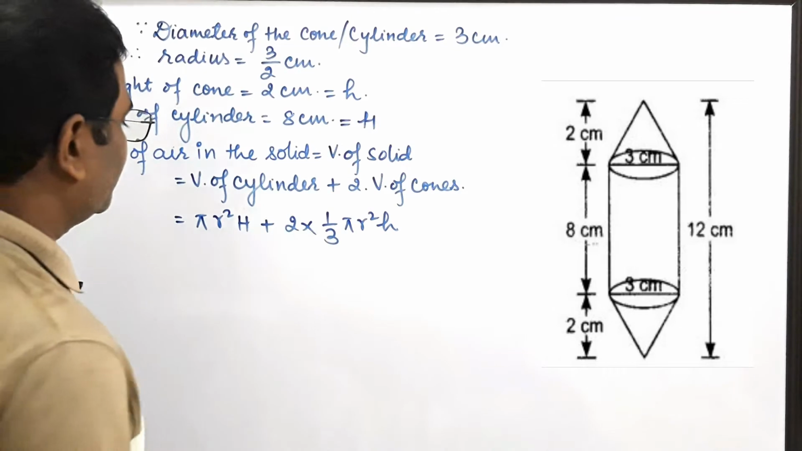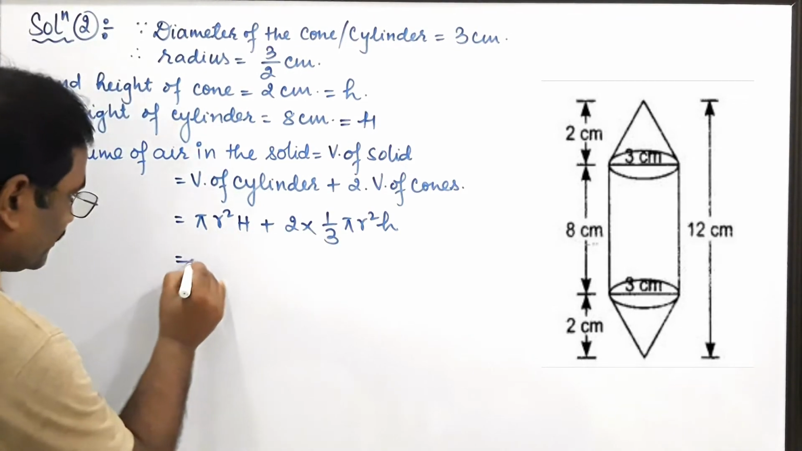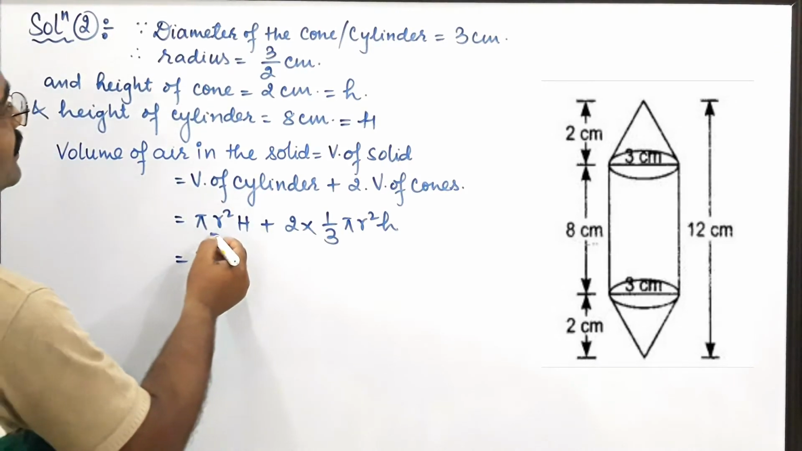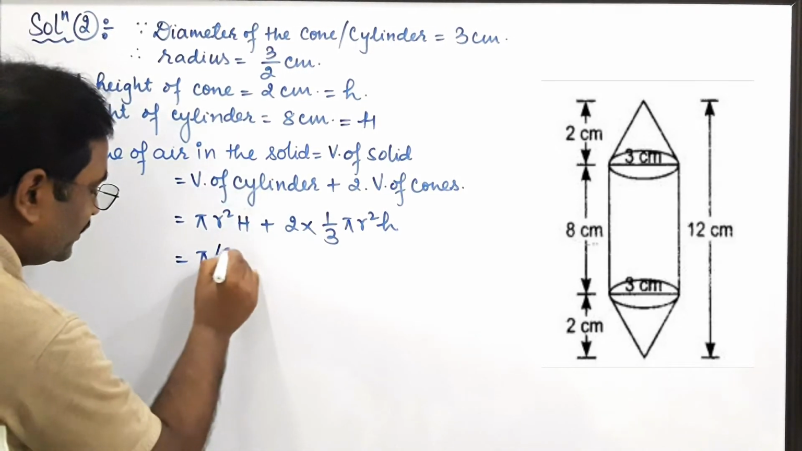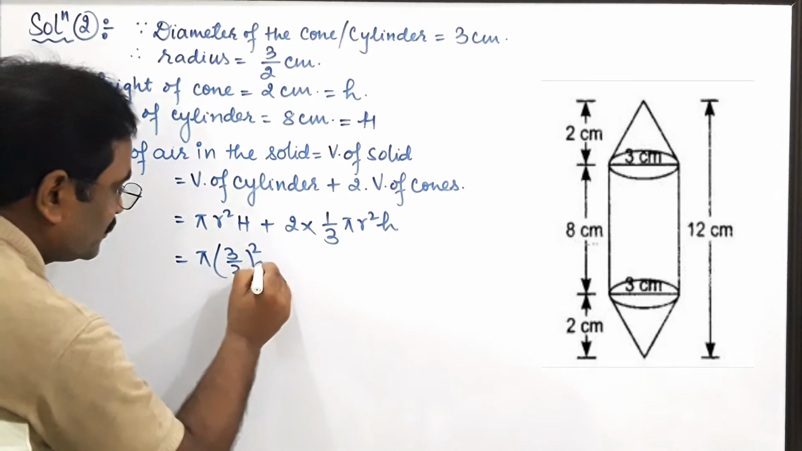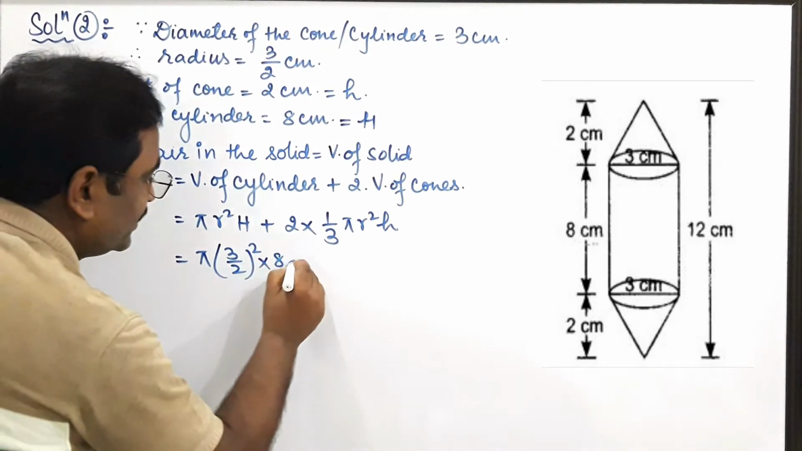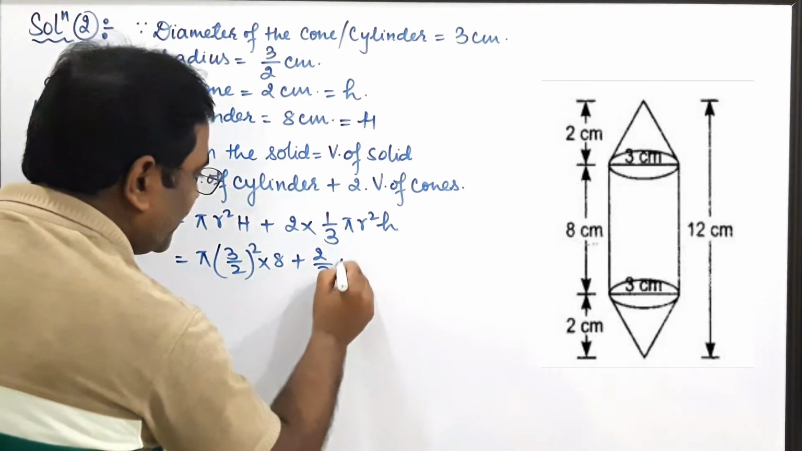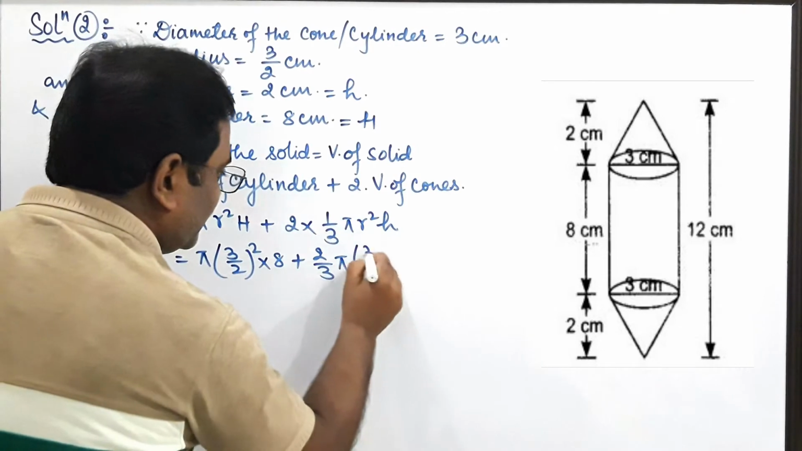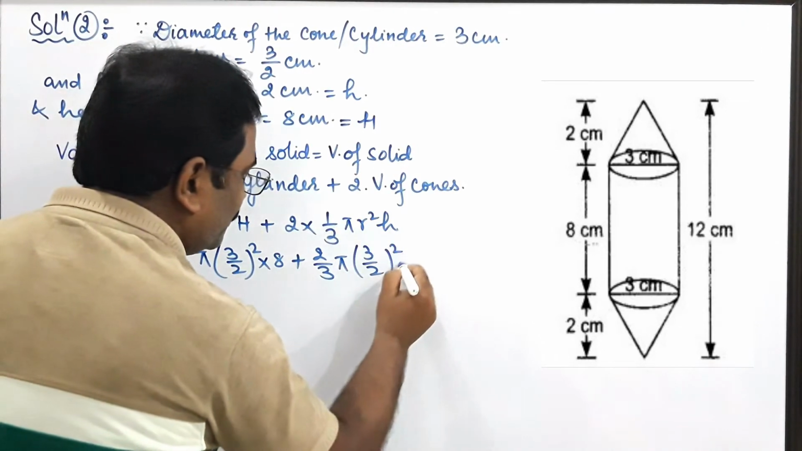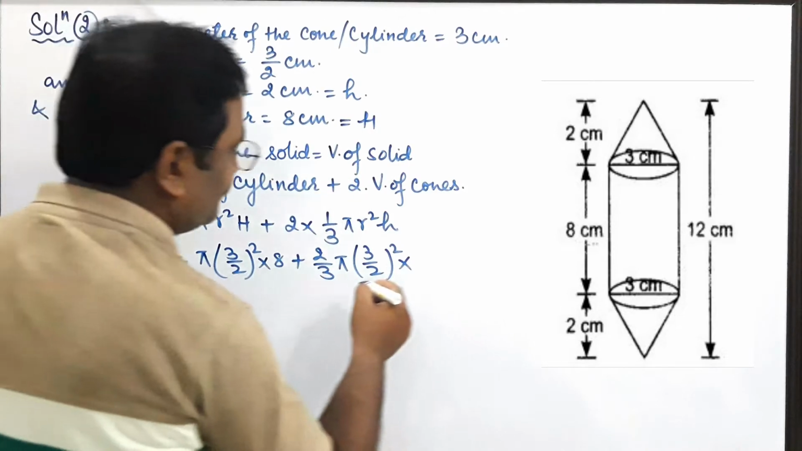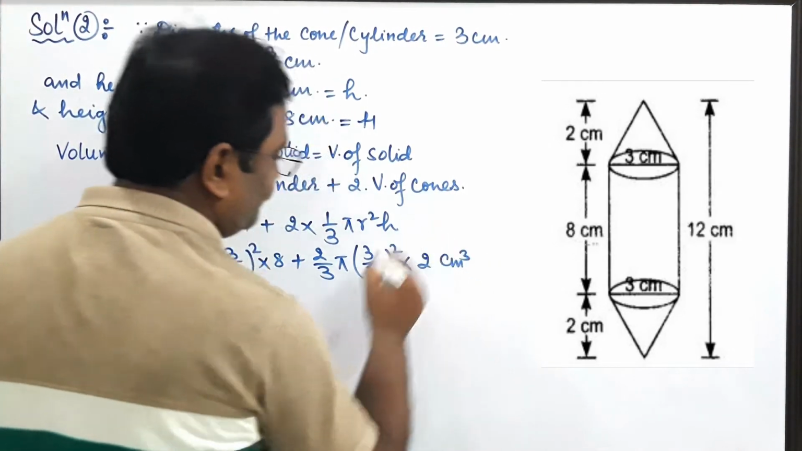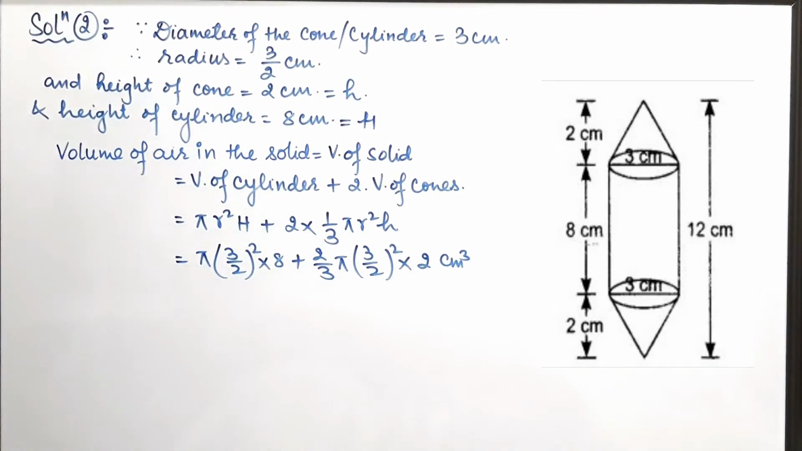So let us substitute the values. Pi, radius of this is 3/2 centimeter, square, into height of this is 8, plus 2/3 pi r square, 3/2 whole square, into height is 2, centimeter cube. Okay, so let us simplify it.